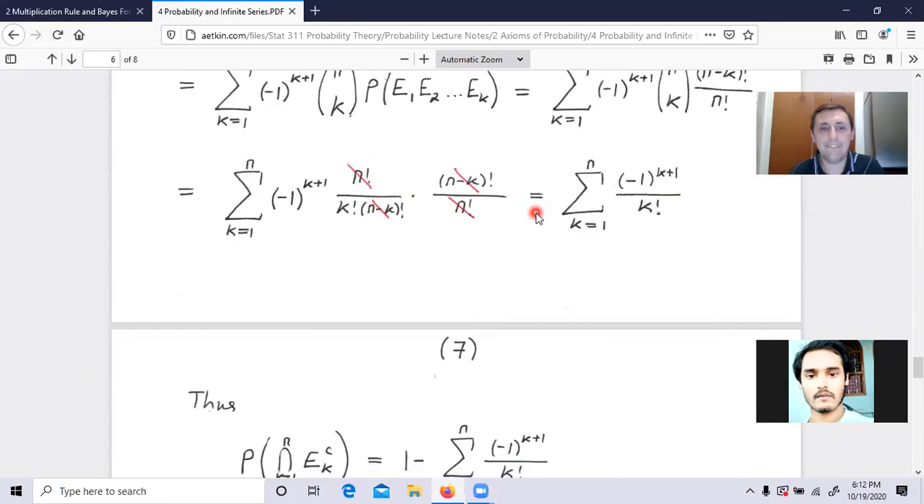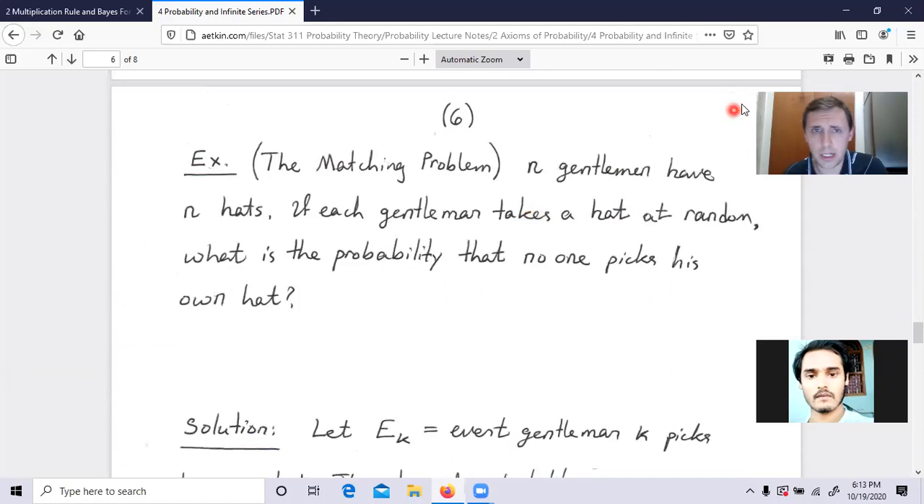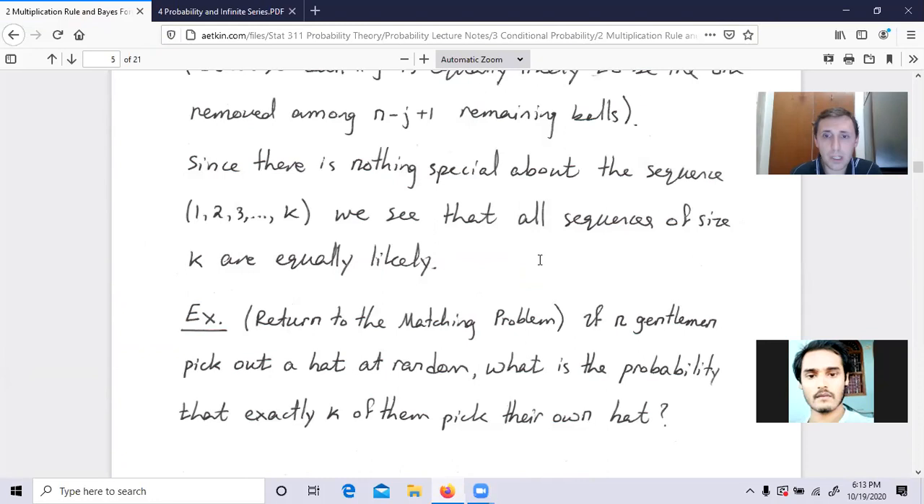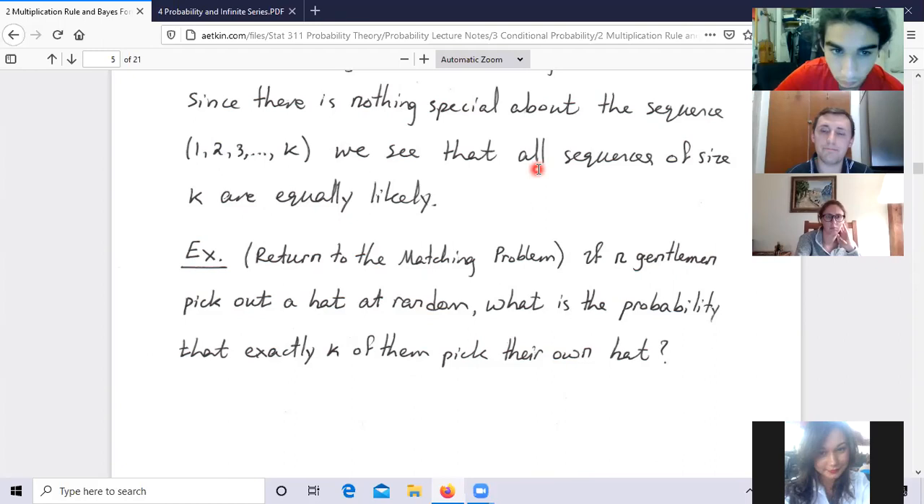You remember that? So you have N gentlemen, each of them has a hat, and then they each pick a hat at random. The question is, what's the probability that no one picks their own hat? And we came up with the number e^-1 when N is huge. Yes? So here is the next problem. If N gentlemen pick out a hat at random, what is the probability that exactly K of them pick their own hats? So exactly K, where K could be 1, 2, 3, just any number. See if you can solve it. I cannot give you too much time though.